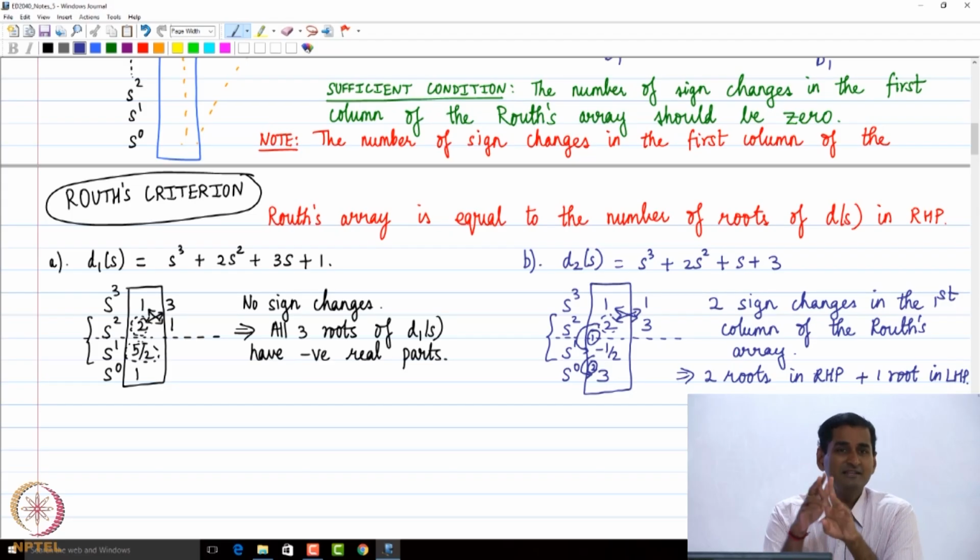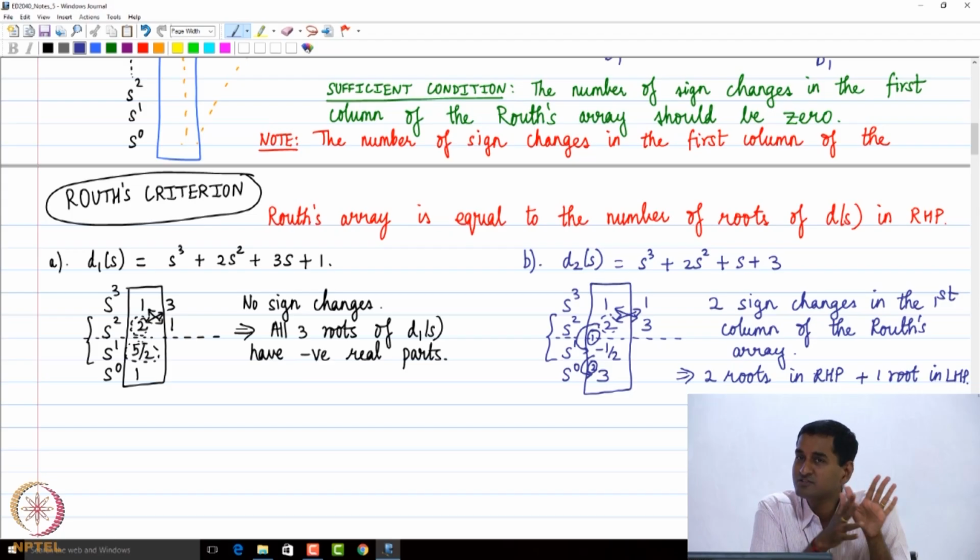Okay, so let's argue from two perspectives. That's a good question. Let me repeat his question. If you logically apply whatever we have learned till now, the only conclusion we can draw based on the facts that we have written under the Routh's criteria is that there are two sign changes, so two roots should be in the right half plane.